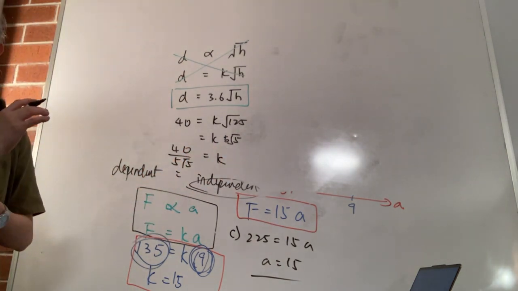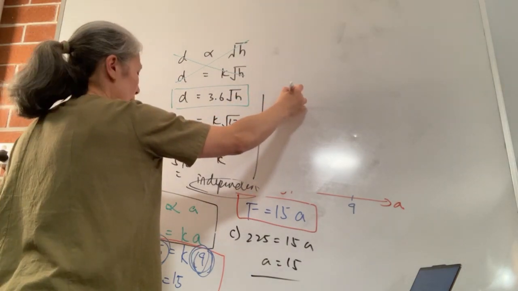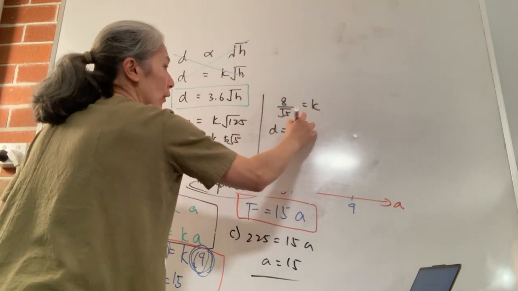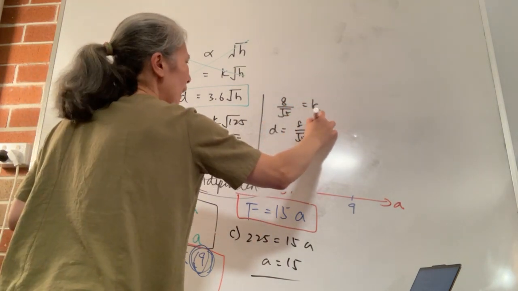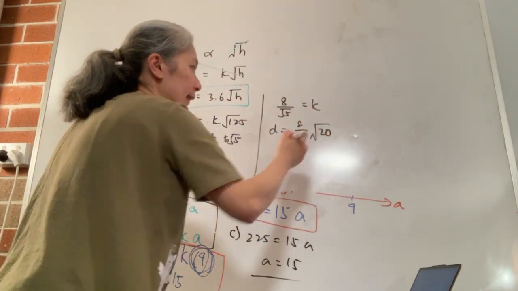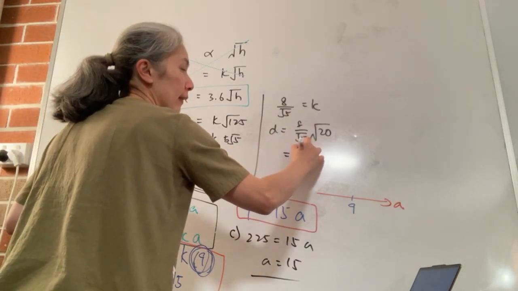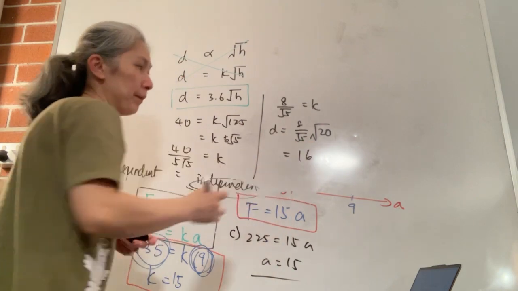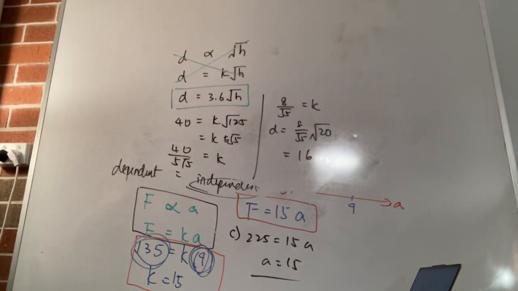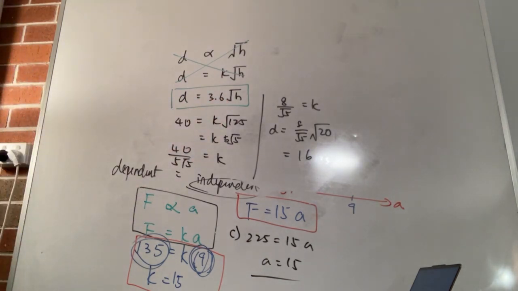If you have it as a decimal, that's totally fine. You have 8 on root 5 equal to k. So you have d equal to 8 on root 5 times root of 20. That will give you distance equal to 16. You can totally sub in h as a number. Use the exact value you get from part A.